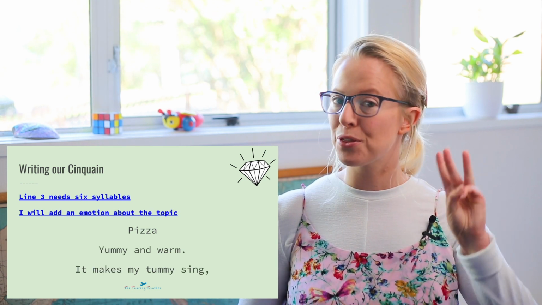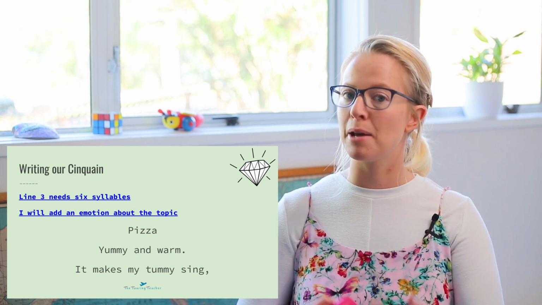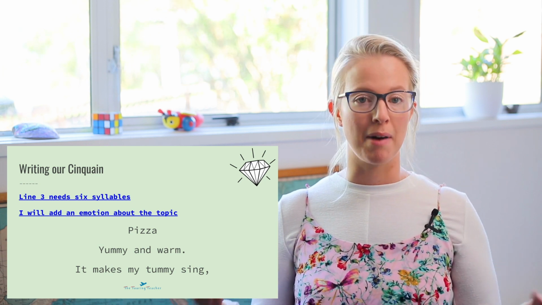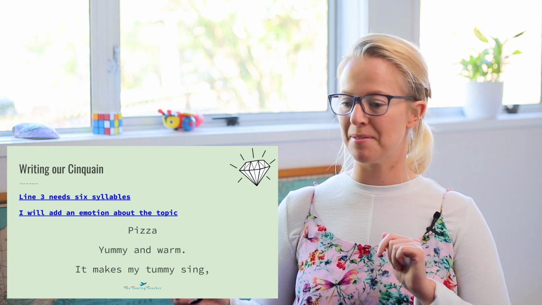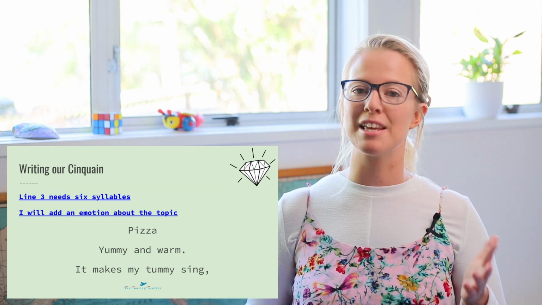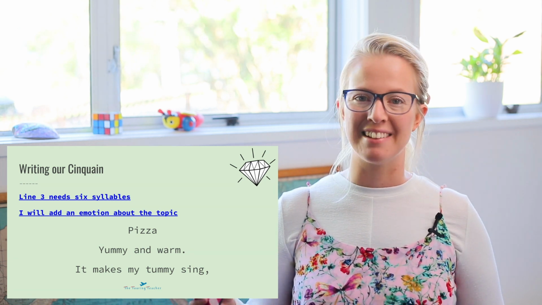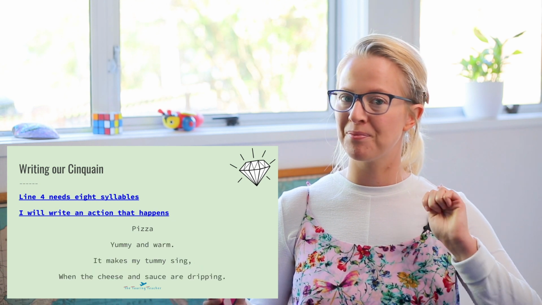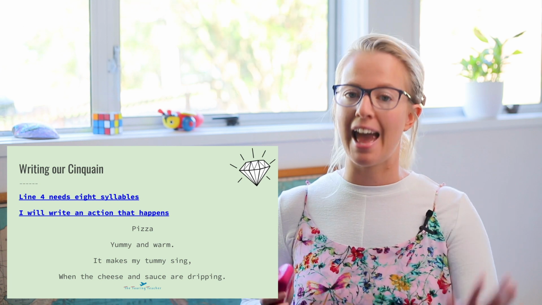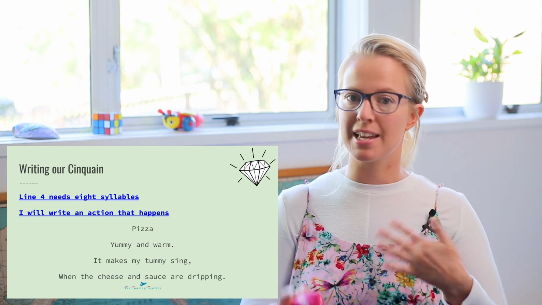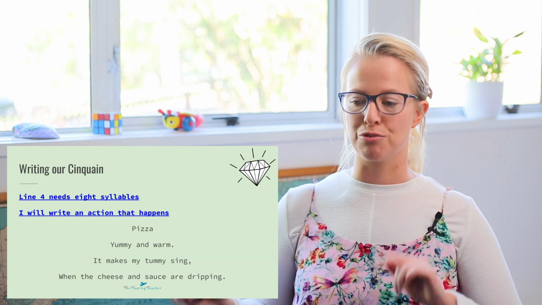Okay, line number 3 needs to have 6 syllables, and this is when you can put your emotion about the topic in. So my sentence for line number 3 is, it makes my tummy sing. So 6 syllables, and the emotion is that my tummy is singing, so it's so happy. Right, line number 4. For this one, we need to have 8 syllables, and this is when we've got the action of the poem. So it's something happening. My one is, when the cheese and sauce are dripping.